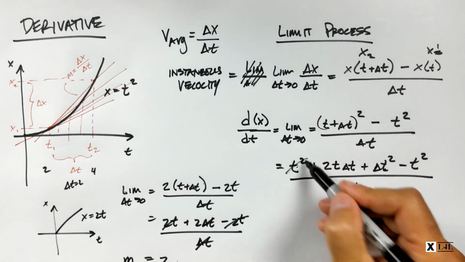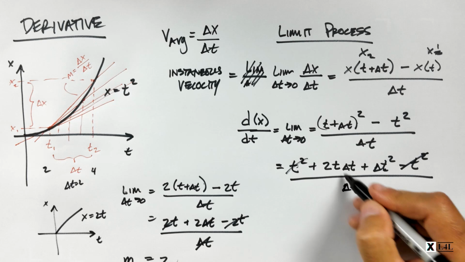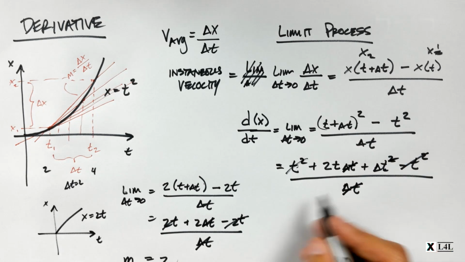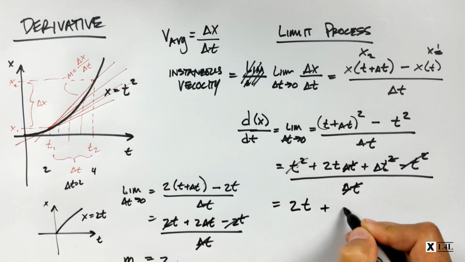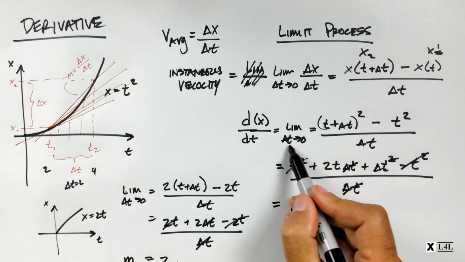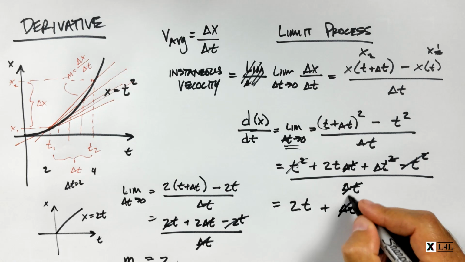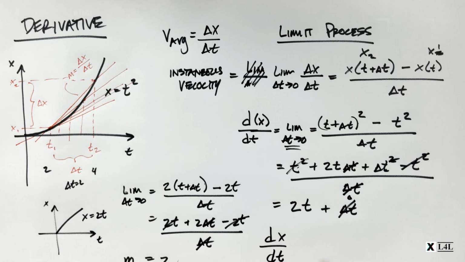Well, let's see, t squared will cancel out with negative t squared. And now I'm going to divide through, so this delta t can go away, and I can get rid of one of those. So we're left with 2t plus delta t. And remember, we're taking delta t as it approaches and goes to 0. So if delta t goes to 0, what we're left with, so dx dt for this function, x equals t squared, is just 2t.